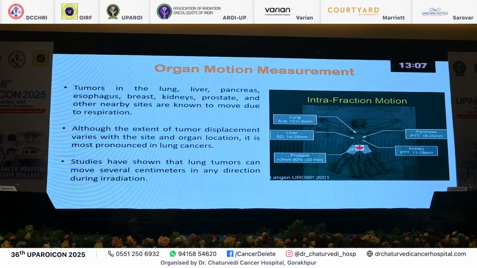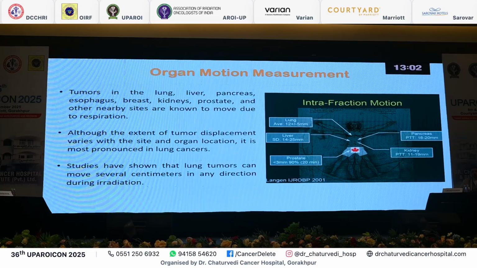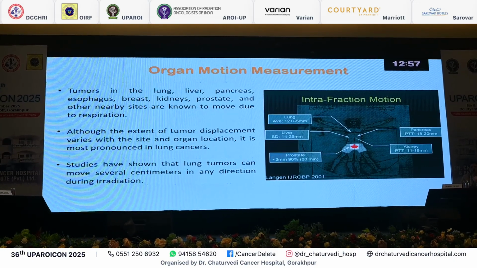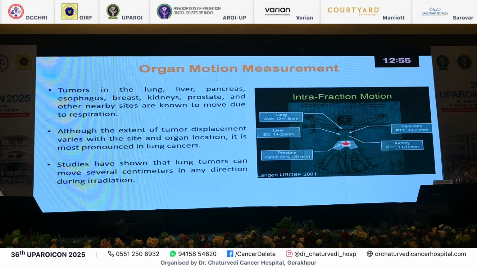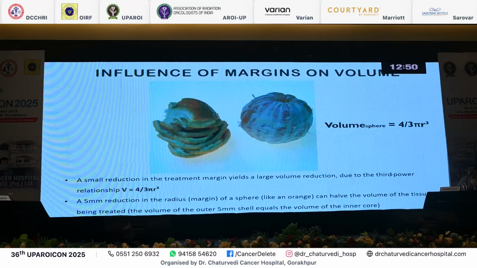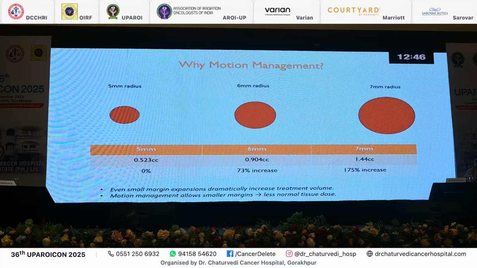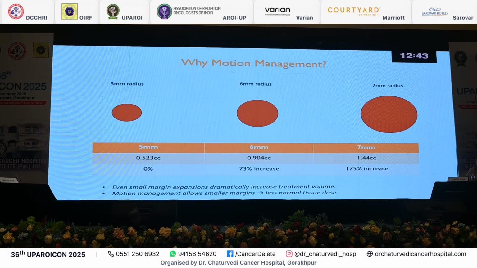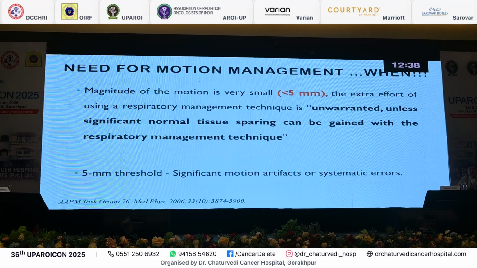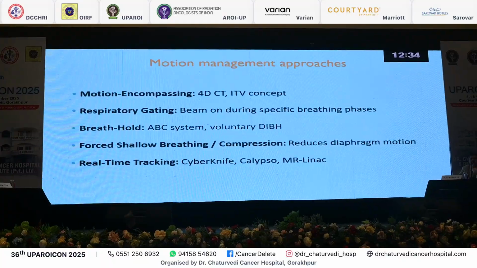Most of the challenges arise from organs like lung, liver, pancreas, esophagus, breast, kidneys and prostate. Although the extent of tumor displacement varies with site and organ, it is most pronounced in lung cancer. Studies have shown that lung tumors can move several centimeters. And as we know the concept of volume, even a small increment of 2 mm can lead to 175% increase in volumes irradiated. So the magnitude of motion has to be very small, but that is unfortunately not possible most of the times. So what are the solutions?